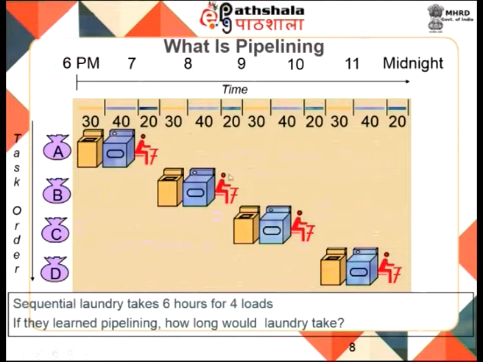Then after that the second person finishes, after that the third person finishes, and after that the fourth person finishes. So, in order to finish washing all the 4 loads of clothes, it takes about 6 hours.